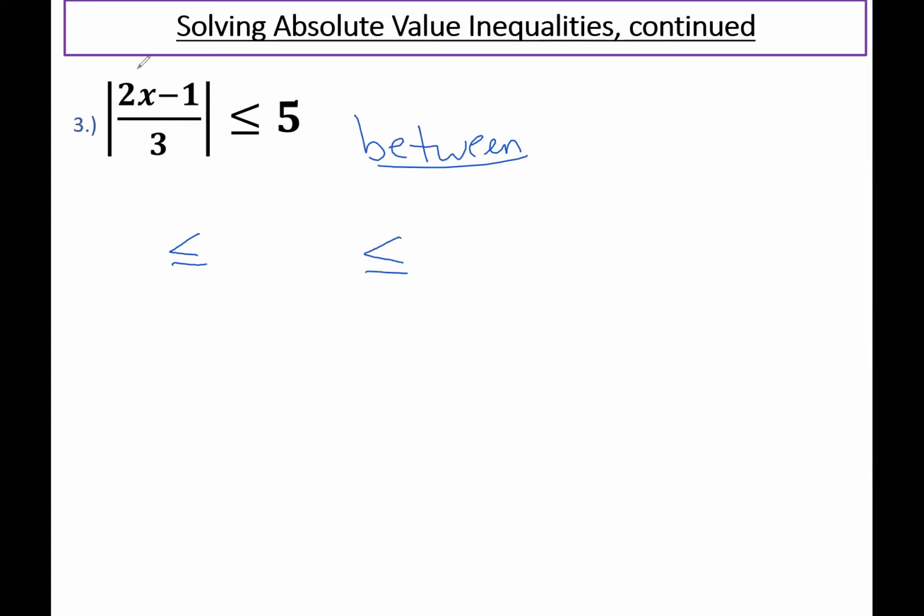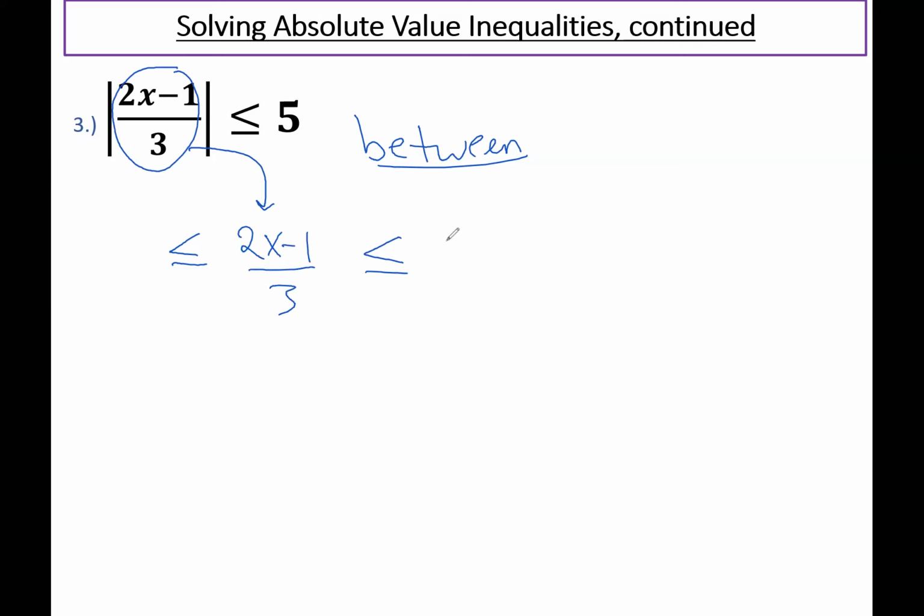We're going to be setting up our absolute value. The stuff inside the absolute value is going to go in the middle here. So 2x minus 1 over 3. We are now in between 5 and -5, but order absolutely matters. So make sure you've put the -5 first and then the +5. If I have something whose distance is less than or equal to 5, I need to be set up in between -5 and 5.